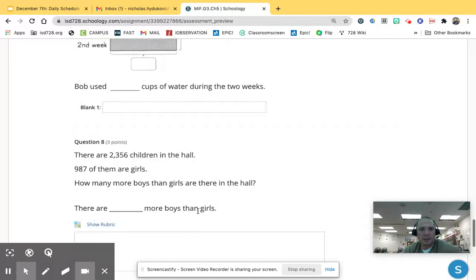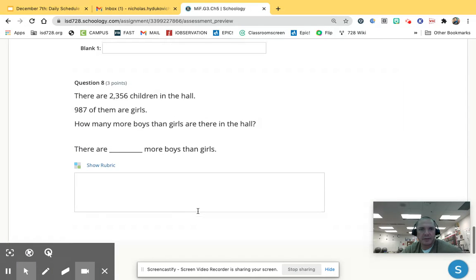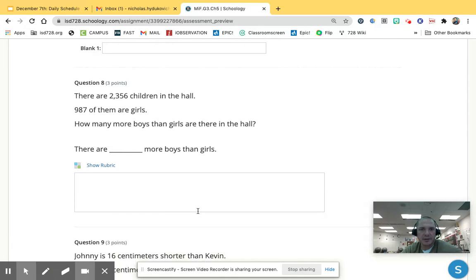Moving on to question number 8, there are 2,356 children in the hall. 987 of them are girls. How many more boys than girls are there in the hall?